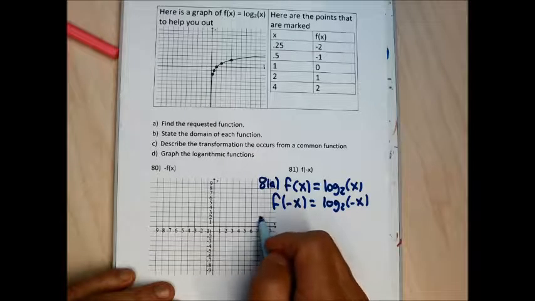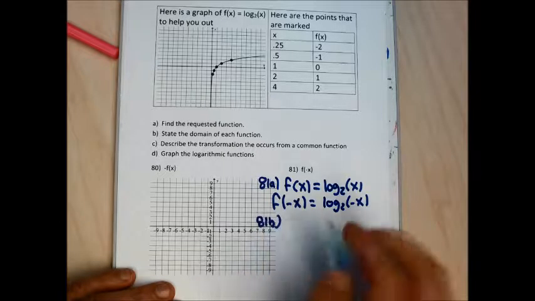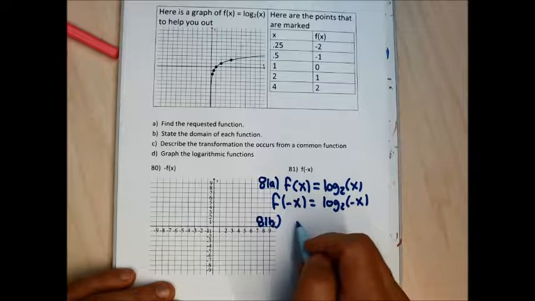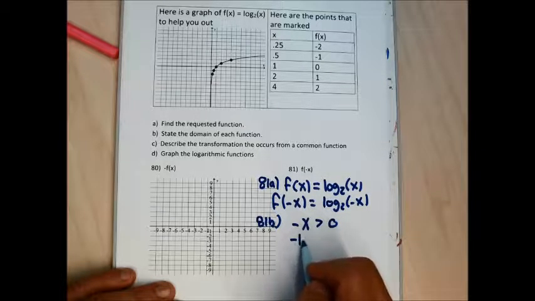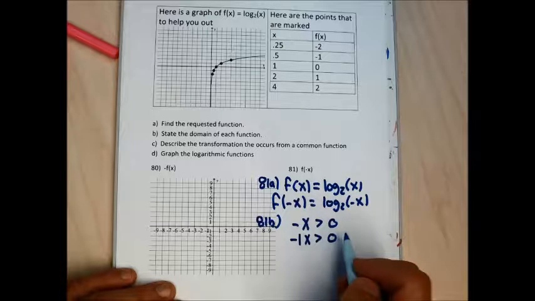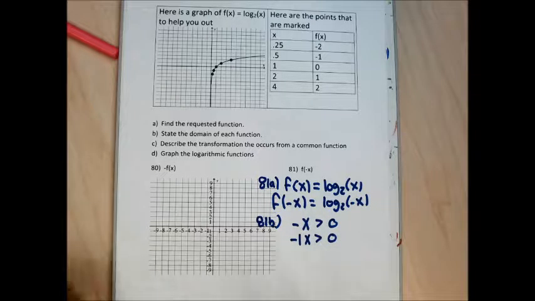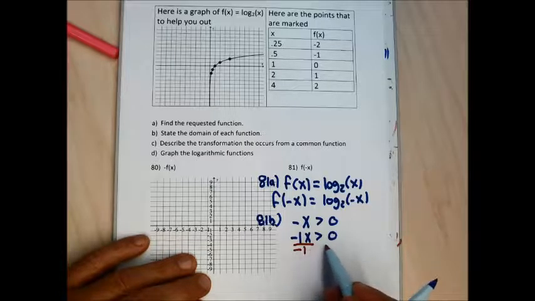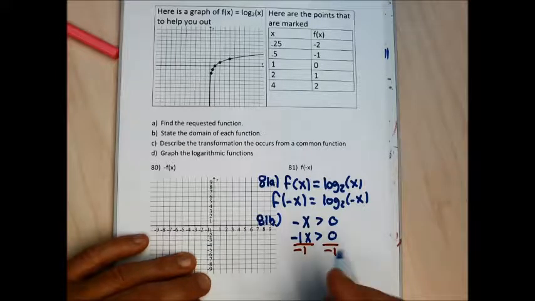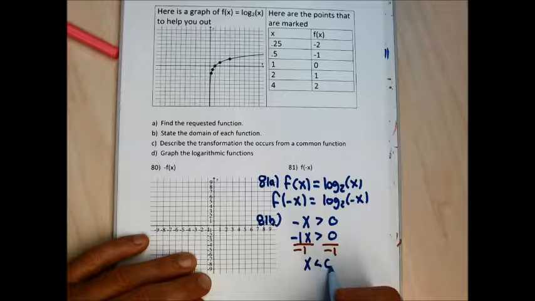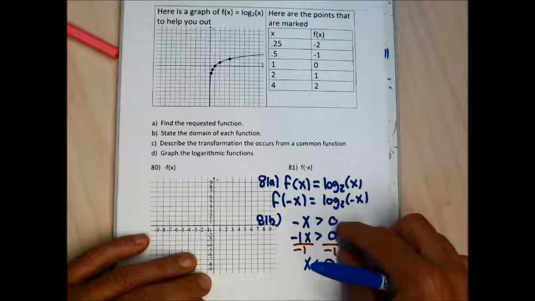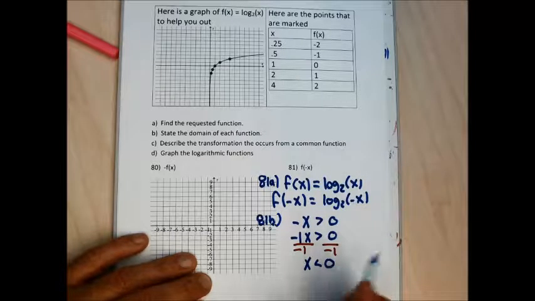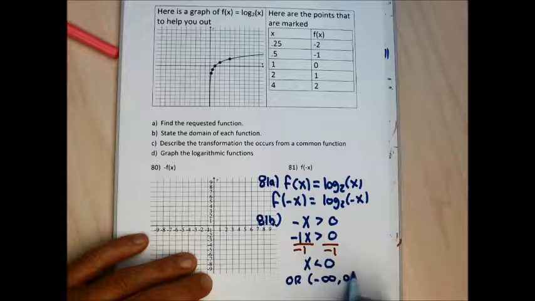Now to do part B, to find the domain of a logarithm, I set the argument greater than 0. So I'm going to set negative x greater than 0. That's really setting negative 1x greater than 0 because there's an implied negative 1 in front of the x. I'm going to divide both sides by negative 1, and I'm going to get x is less than 0. When you divide by a negative, you flip the sign. This fraction is still equal to 0. So my domain is going to be x is less than 0, or that's the same as the interval from negative infinity to 0.